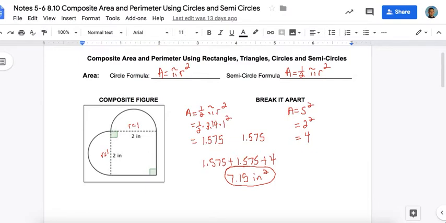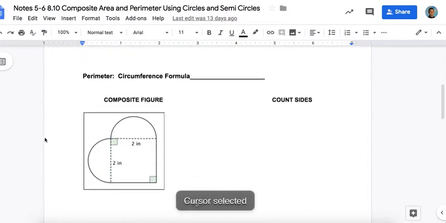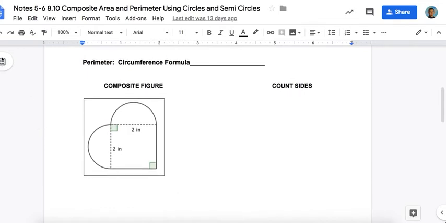All right, let's look at how we find the perimeter when we have a semicircle. So remember, the perimeter formula for a circle is C equals pi times d. Now remember though, that's for a whole circle. So if I have a semicircle, I would have to take half pi times d.